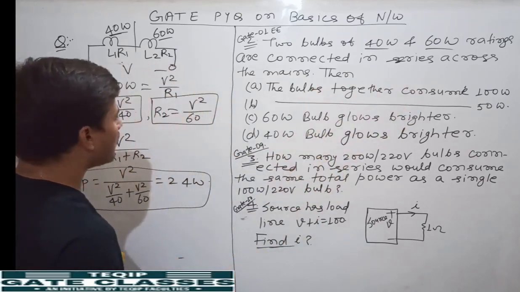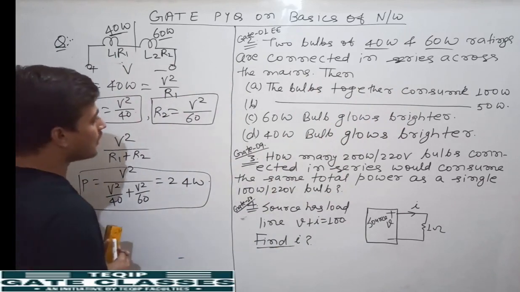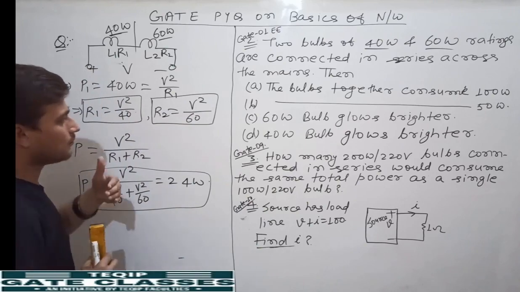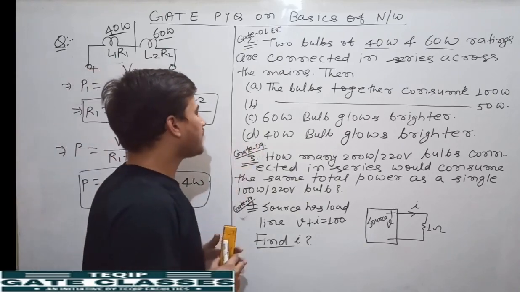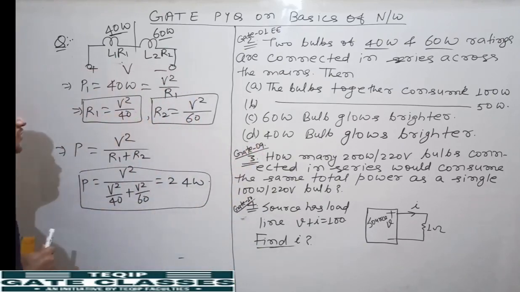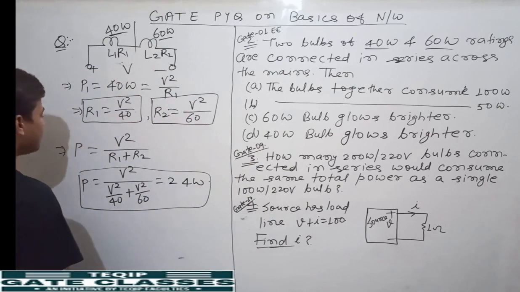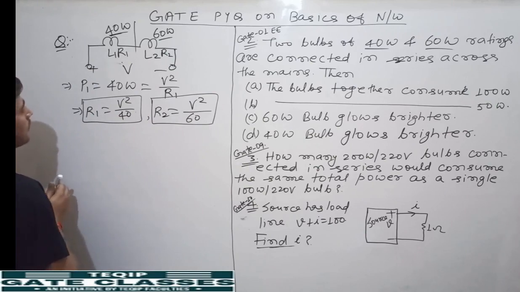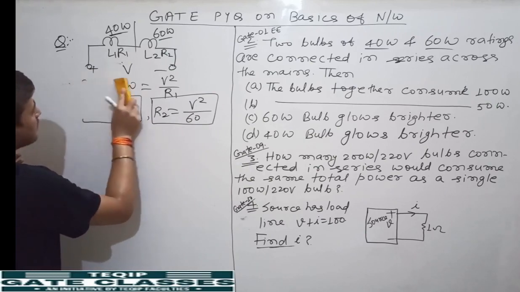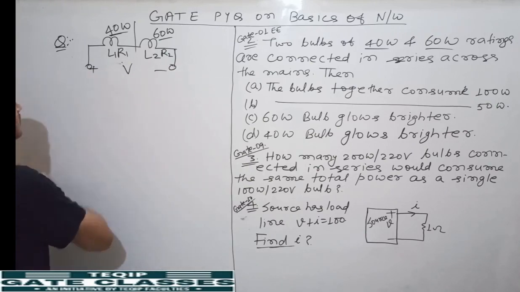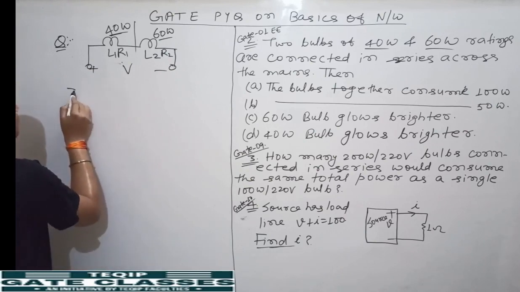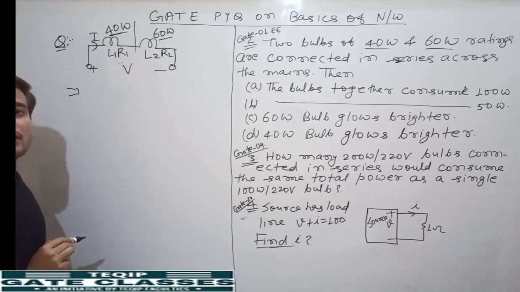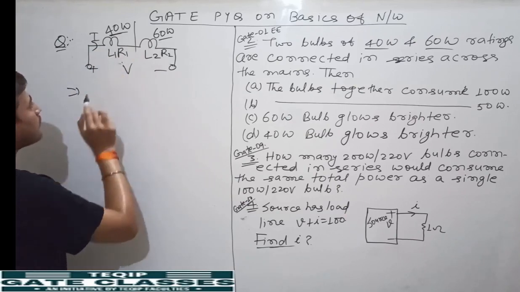Next come to the third and fourth option. They are saying the 60 watt bulb glows brighter, and the other says the 40 watt bulb glows brighter. So let us see how to check this. When the bulbs are connected in series, what will happen? You will see that a current I will flow through these two bulbs.